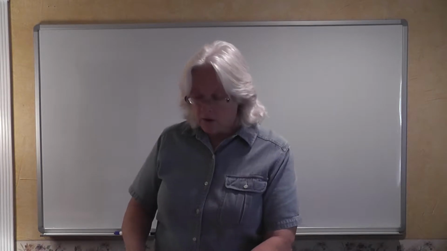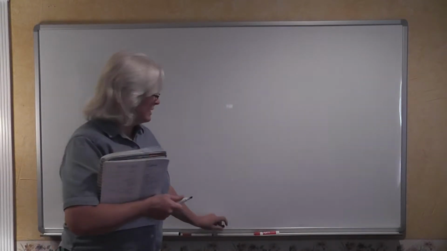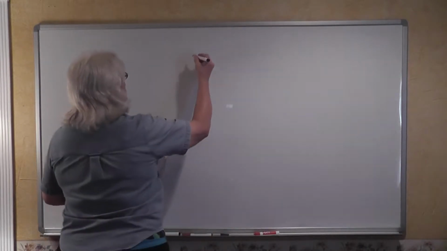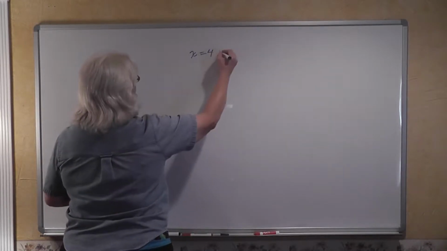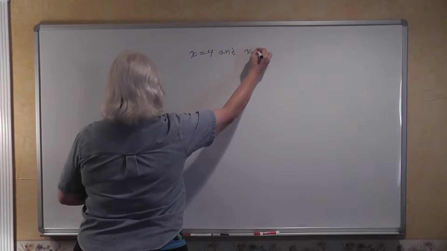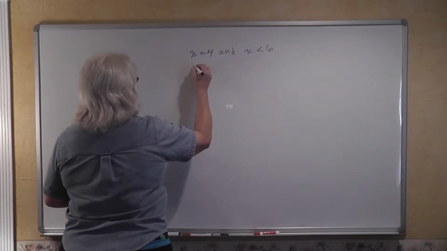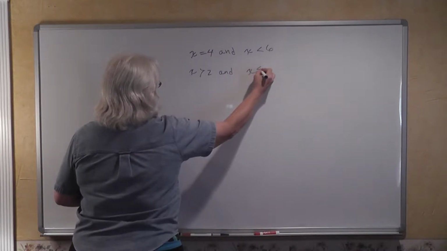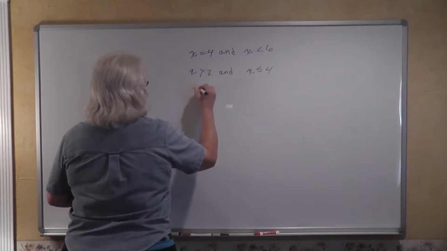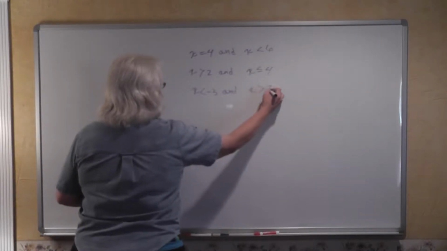Amen. Okay, conjunctions and disjunctions. Let me go ahead and write some examples of these compound mathematical sentences on the board. We have x is equal to 4 and x is equal to, or x is less than 6. We have x is greater than 2 and x is less than or equal to 4. Or you could have x is less than -3 and x is greater than 7.